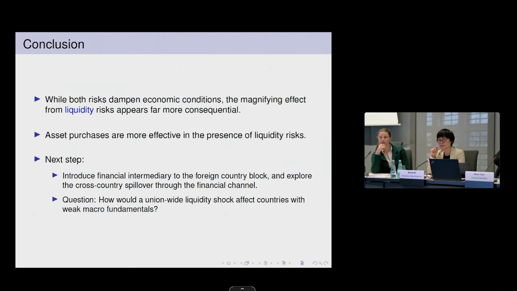So let me conclude. At the moment, we are showing that when the default risk leads to a liquidity risk, the magnifying effect from this liquidity risk really appears to be far more consequential, and therefore asset purchase seems more effective. So next, what we would like to do is introduce a financial intermediary to the foreign country block, so we could explore more about the cross-country spillover through the financial channel. At the moment, we only have the trade channels. And you could potentially ask, what if you have a union-wide liquidity shock? How does that affect countries with weak macro fundamentals? So with that.